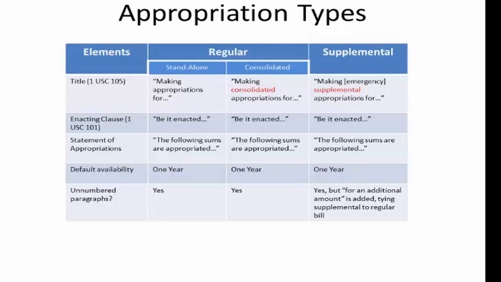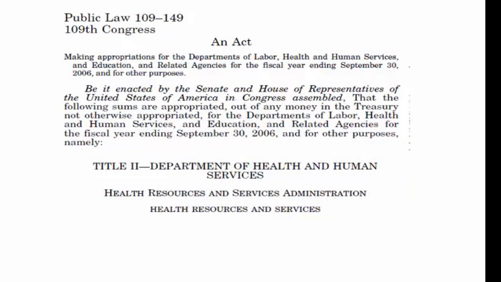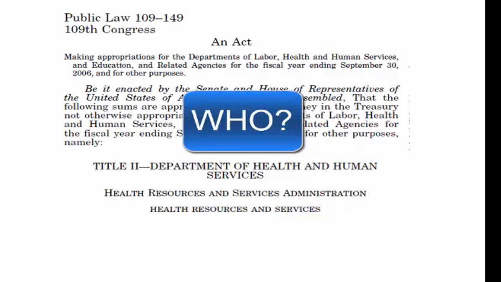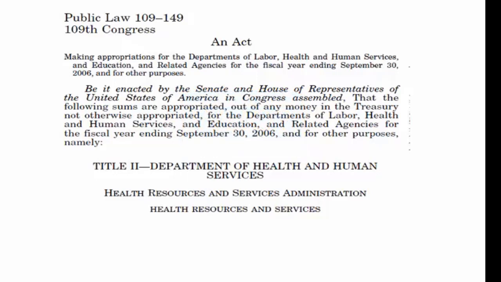As a wrap-up of Module 1 on regular and supplemental appropriations, let's review the questions we posed at the outset and summarize where the answers to our questions can be found. Question 1. How do we determine who is receiving the appropriation? If the Appropriation Act is standalone, the Appropriation Act title and Statement of Appropriations will typically identify the Appropriation Subcommittee. In this example, the Departments of Labor, Health and Human Services, and Education, and related agencies. The Roman numeral titles identify the federal agency or group of agencies. The heading identifies the bureau or OPDIV within the federal agency, and the subheading identifies the account name.